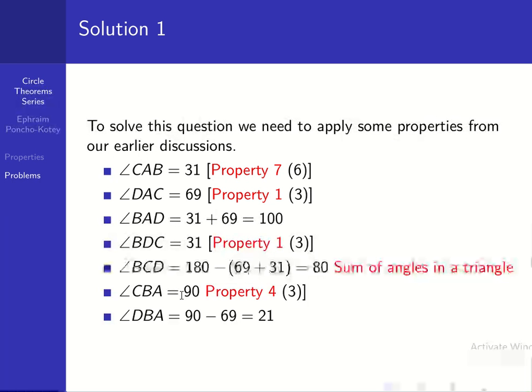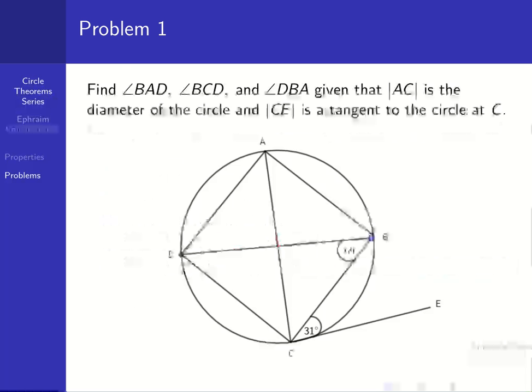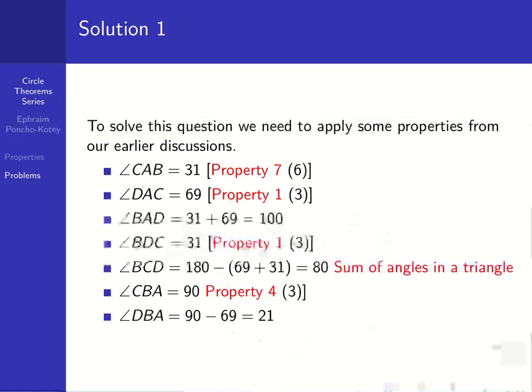Now, we know that in the question we have CE is a tangent and AC is a diameter. So AC is a diameter. So the total angle subtended at B is 90 degrees. So if we want the other half of the angle, then we have to find the difference between 90 and 69, and that gives us 21.